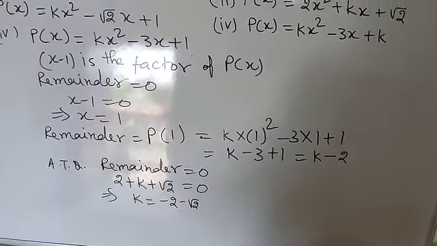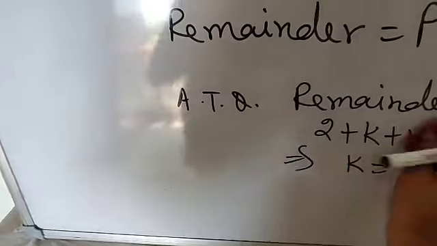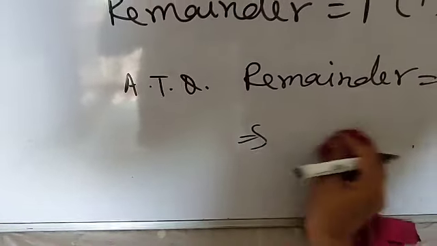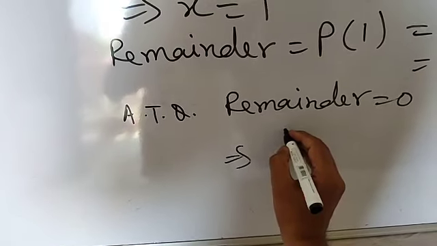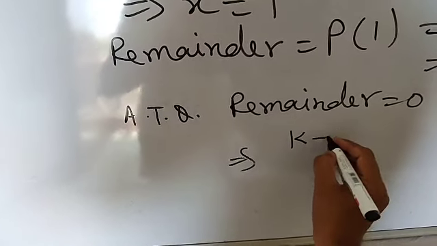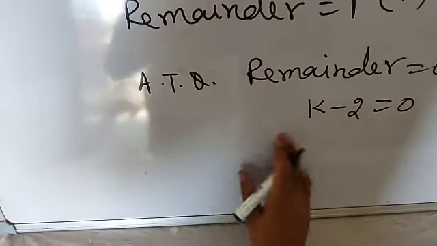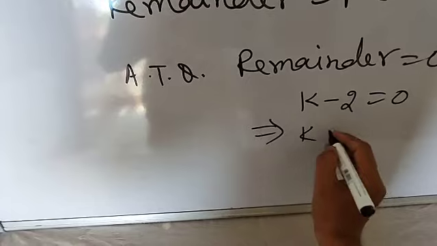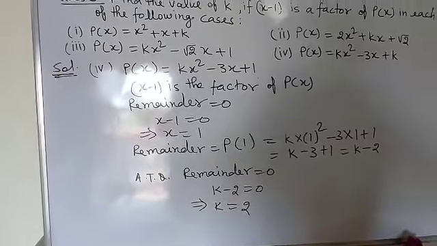But x minus 1 is a factor, which means the remainder equals 0, and the remainder in the fourth part is k minus 2. So you can write k minus 2 equals 0. It shows that k equals 2. So the value of k is 2 here.